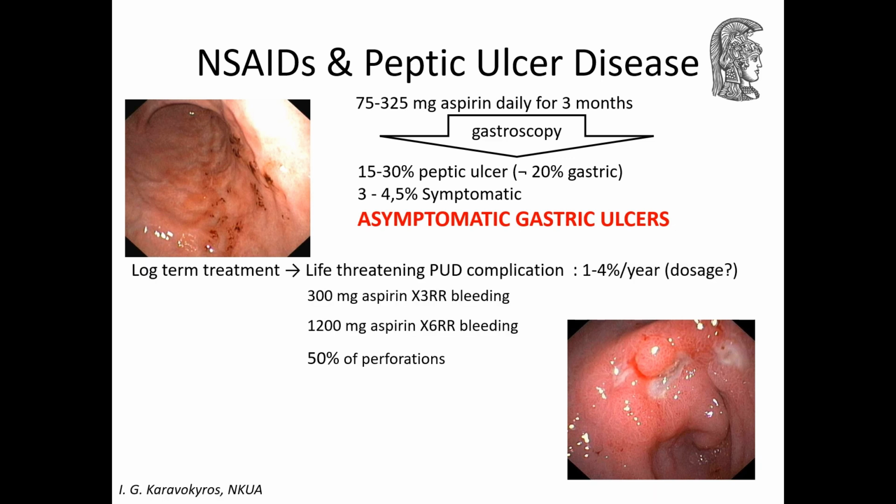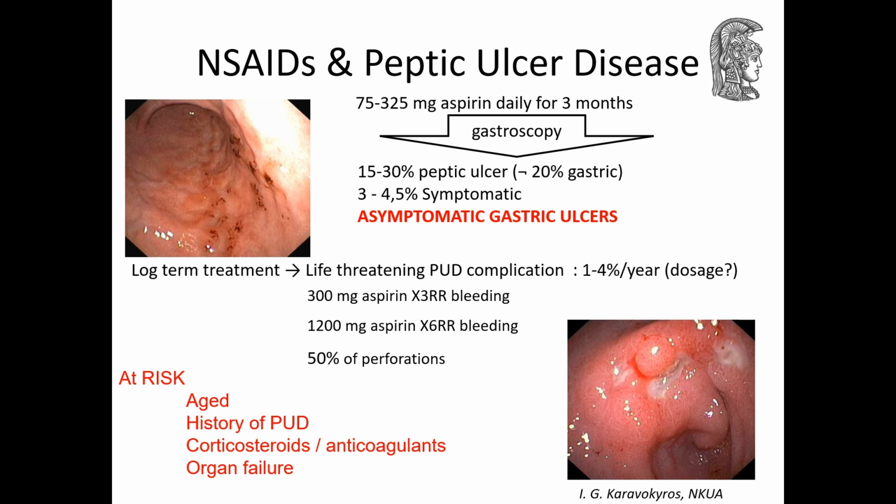Long-term treatment with nonsteroid anti-inflammatory drugs is accompanied by an annual risk of 1 to 4% of life-threatening peptic ulcer complication. This risk increases to a degree proportional to the dose taken, with bleeding being predominant. 300 mg of aspirin triples the risk of bleeding from ulcers, while 1,200 mg cause a 6-fold increase. Furthermore, it is estimated that approximately 50% of peptic ulcer perforations are due to nonsteroid anti-inflammatory drugs.